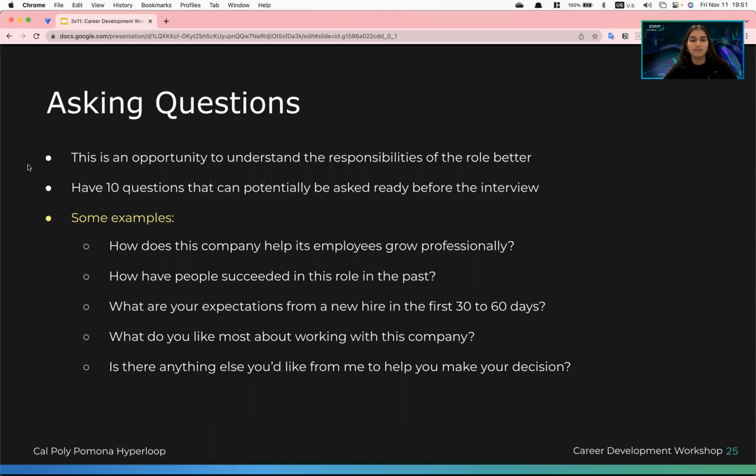Here are some examples: how can a company help its employees grow professionally? How have people succeeded in this specific role in the past? What are your expectations from a new hire in the first 30 to 60 days? What do you most like about working with the company? Is there anything else you'd like from me to help you make your decision? That last one, and something like what could I have done better, are more, I would say, iffy questions, or more for if you're confident.